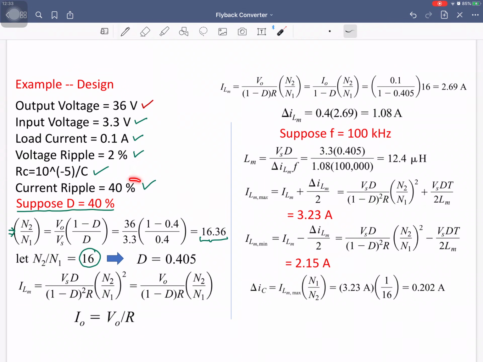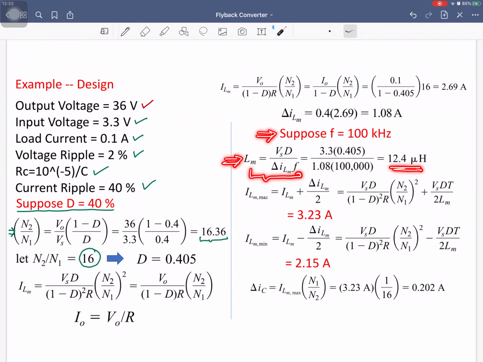And the current ripple that is allowed is 40%. So from here I can see 0.4 multiplied by the average value. So current ripple allowed is 1.08 ampere, delta ILM, the change of current through the magnetization branch. Now let's suppose the switching frequency is 100 kilohertz, and for that we calculate the required value of the inductance using the expression derived earlier. So plugging in the values, this comes out to be 12.4 microhenry.